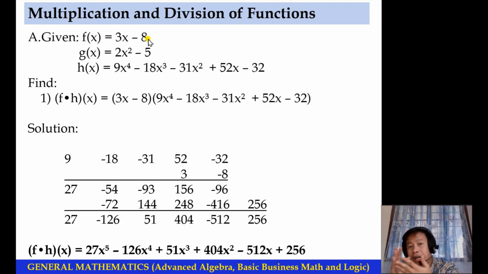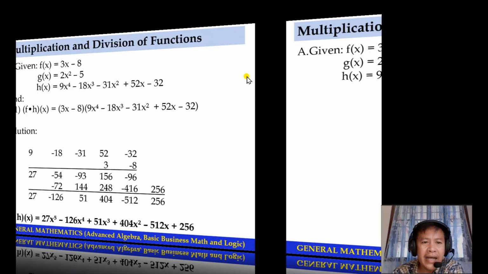But if we are going to equate that into y, that is already becoming a linear function already. But if you're going to have 3x minus 8, that is a linear polynomial only. So when you say polynomial, it is just only an expression without equal sign. So if we are going to add, subtract, multiply, and divide functions, we are adding, subtracting, multiplying, and dividing polynomials also. Did you understand? We will proceed with number 2.